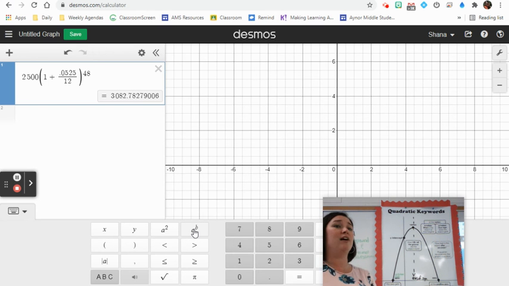No bank around here is going to give you a 5.25% interest rate. If they do, put your money in there, because that is 5.25% free money you get every year for leaving it in there. Wait. What's the answer again? 3,082.78.